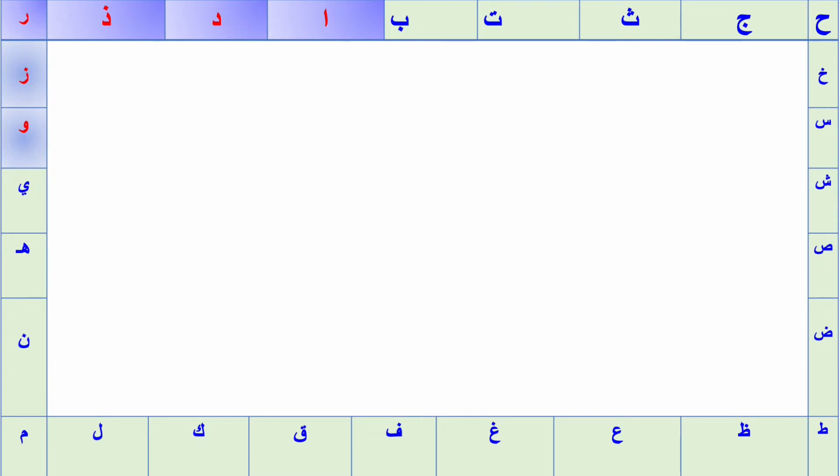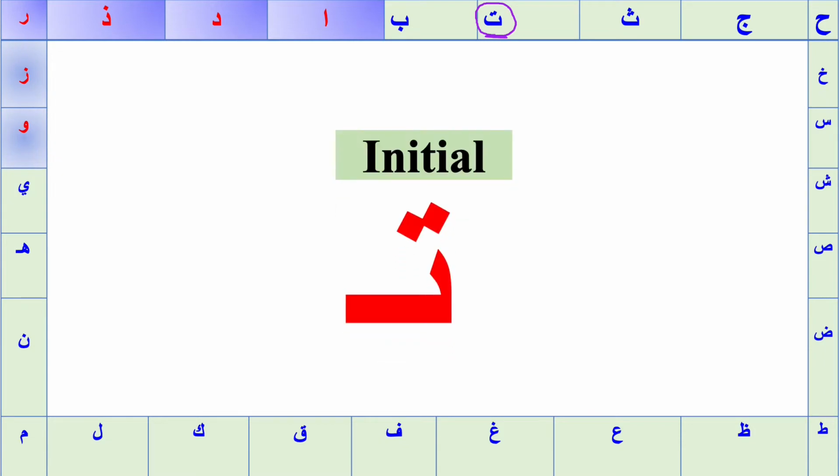Okay, looking at this slide, we can notice that the ta is one of the letters that can connect to the right and to the left. So we are going to go through the different shapes of this letter in the initial position, in the medial position, and in the final position. Starting with the initial position, we can see this shape where the letter ta has changed its shape slightly so that it is ready to connect with the following letter. So that is the initial shape of the ta letter.